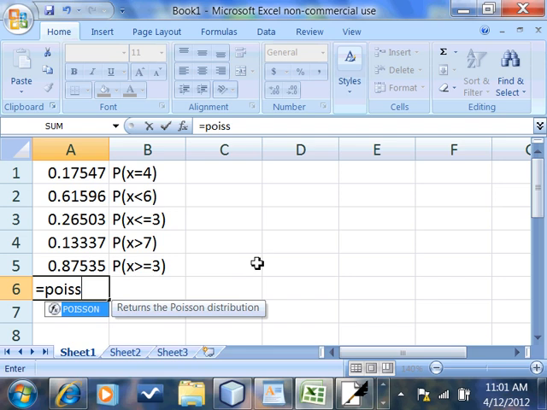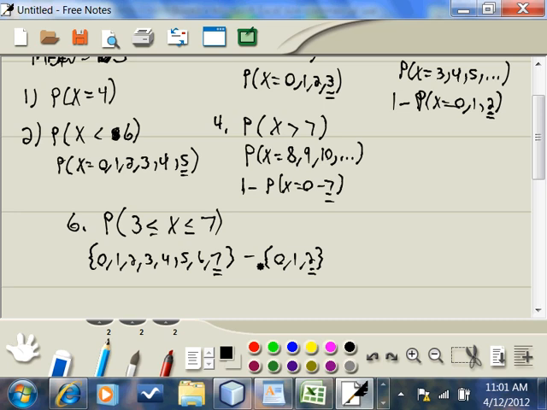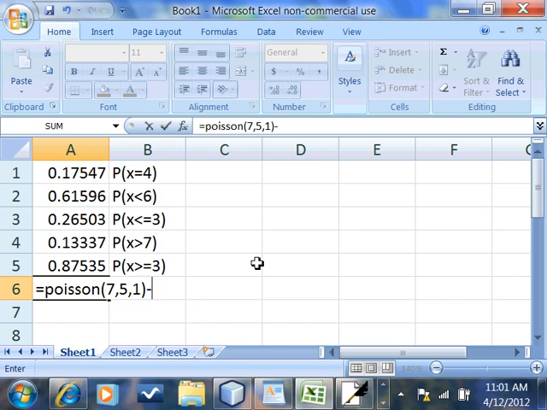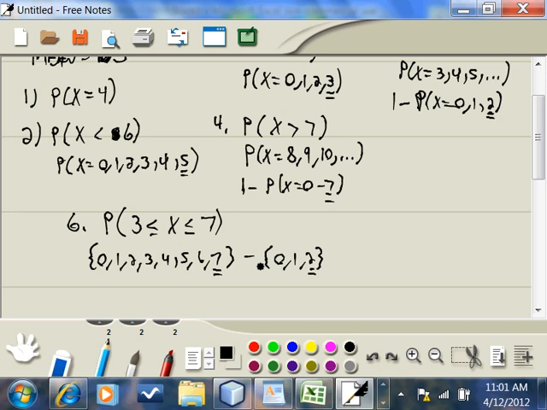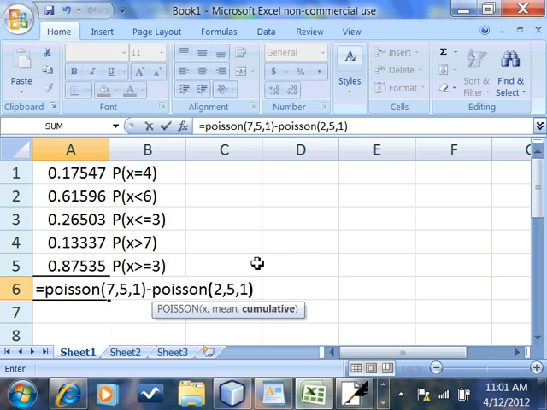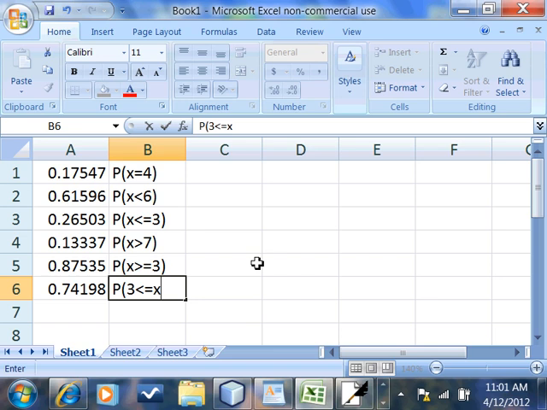Equals Poisson. The ending number when going from 0 up to a number, in the first braces, ends at 7, 5 and cumulative, minus Poisson. The ending number when going from 0 up to a number, which would be 2 in the second braces, 5 and 1. And that's how we'd plug it in. And this gives us 3 to 7, like that. And those would be our answers, and how you do the Poisson distribution in Excel.